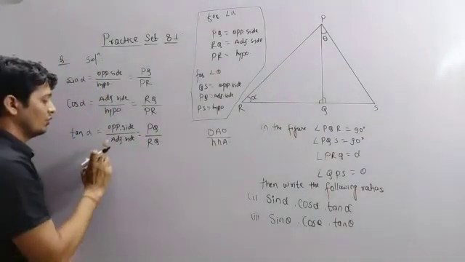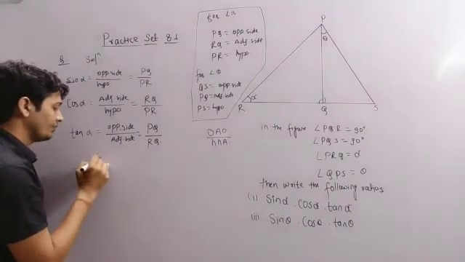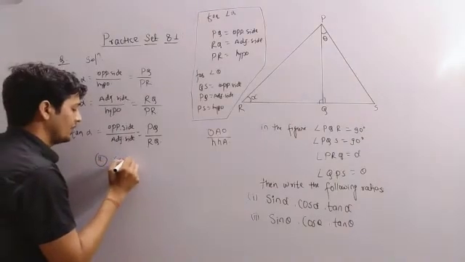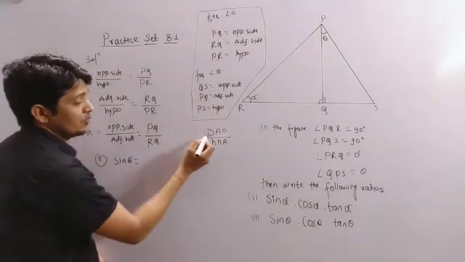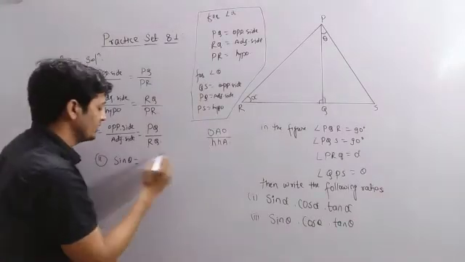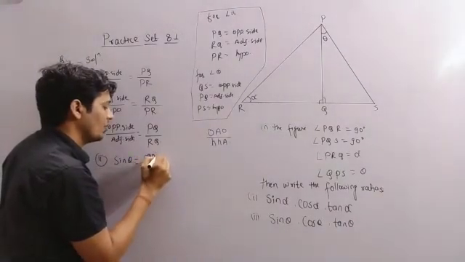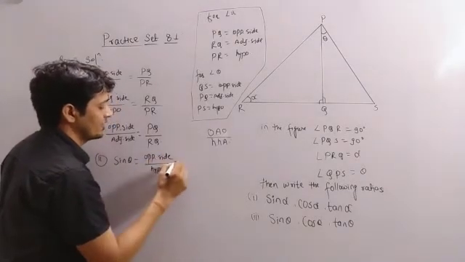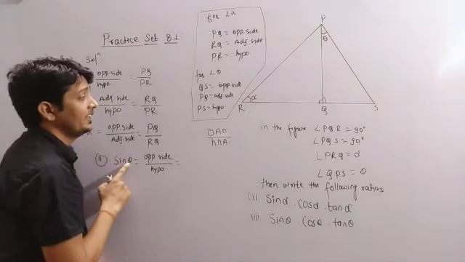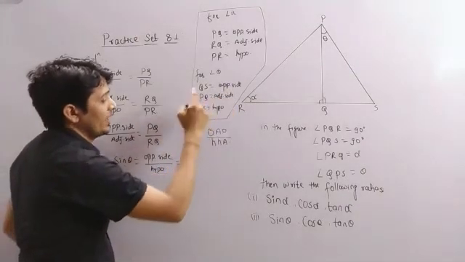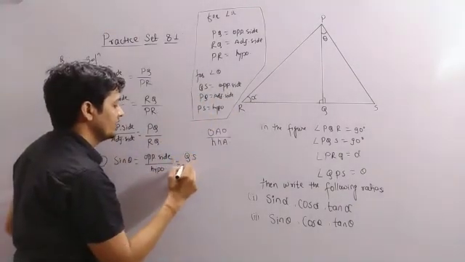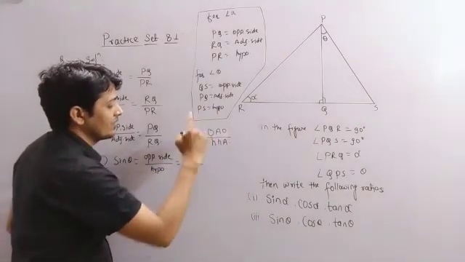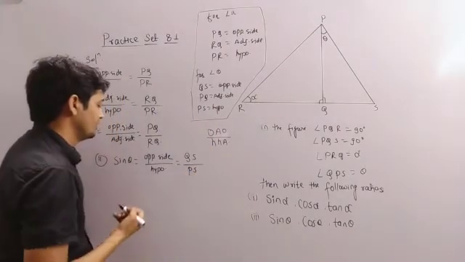Okay. Now for the second part. The second part says sin theta. Again sin theta equals opposite side divided by hypotenuse. So we write opposite side divided by hypotenuse. With respect to angle theta, the opposite side is QS. So we write QS divided by, with respect to angle theta, the hypotenuse PS. So we write PS. So this is the answer.